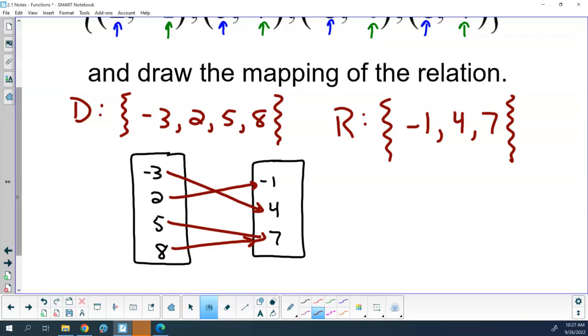Questions, comments, concerns, clarifications on that funky mapping? Okay.